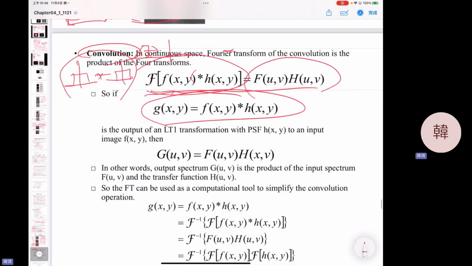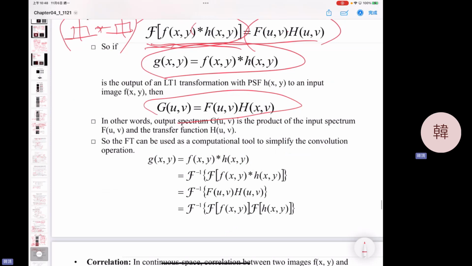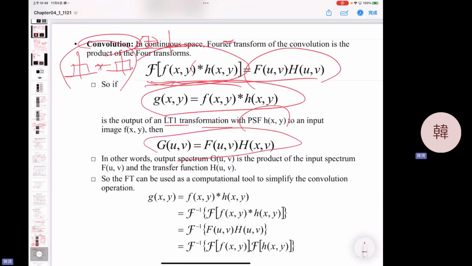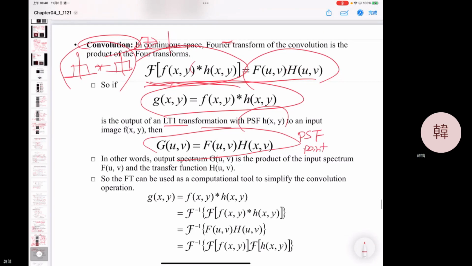Also, this is a different approach. This is the output of a linear transformation of the point spread function. What is the point spread function? The point spread function, PSF, is just delta, a delta signal.